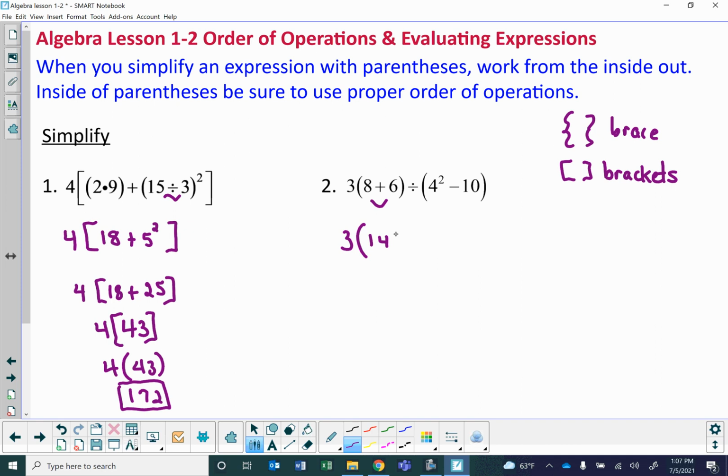And we're going to divide that by, well, we got to do this. 4 squared first is 16 minus 10. So I'm going to keep my 3 times 14 divided by 16 minus 10, which is 6. Now I'm just going to do my multiplication first because it comes first from left to right, not because it comes before division. As I read from left to right, 3 times 14 comes first. That's 42 divided by 6, and 42 divided by 6 is 7.